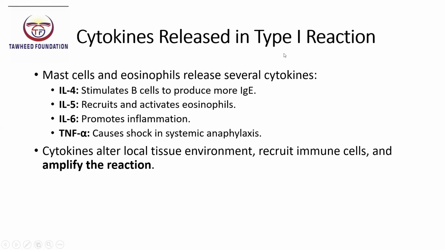Next is cytokines released in type 1 reaction. Mast cells and eosinophils also release cytokines which play a crucial role in amplifying and sustaining the allergic response. IL-4 stimulates B cells to produce more IgE. IL-5 recruits and activates eosinophils, and IL-6 promotes local inflammation. TNF-alpha is a potent mediator that can contribute to systemic effects like shock in severe reactions.